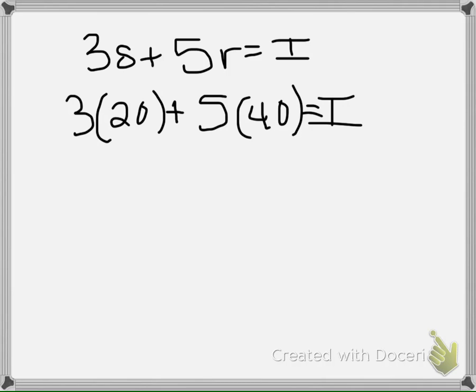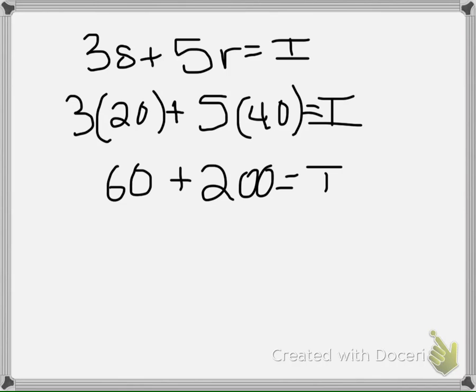Okay, so 3 times 20 is 60. Plus 5 times 40 is 200. Equals their income. 60 plus 200 makes $260.